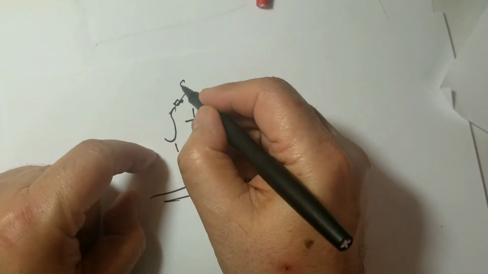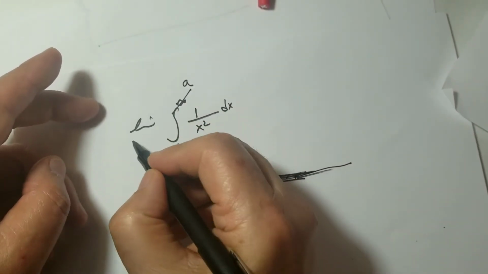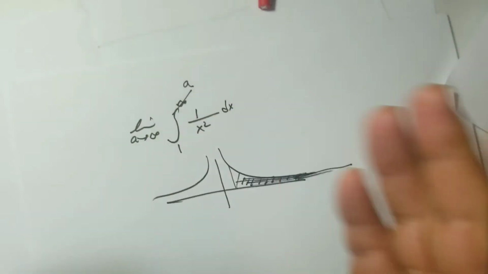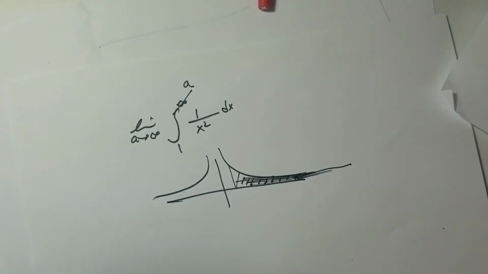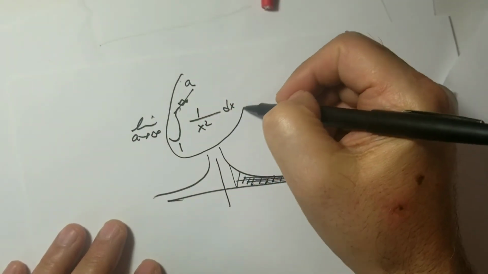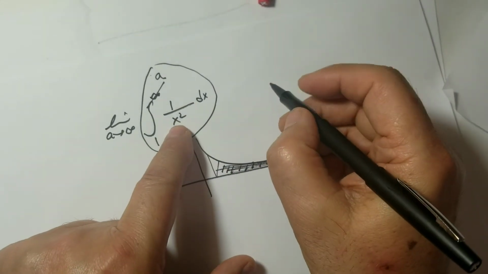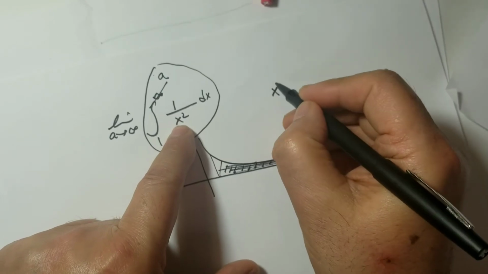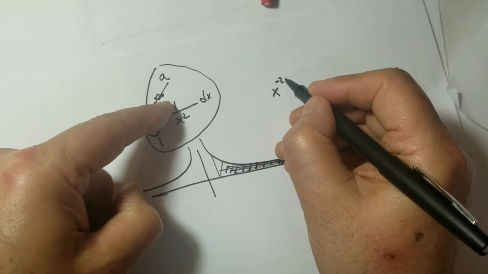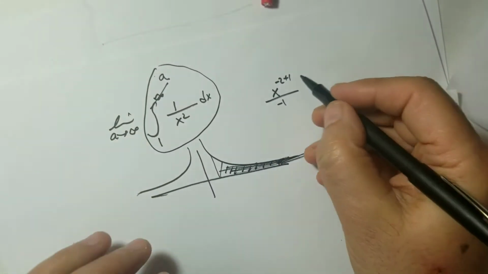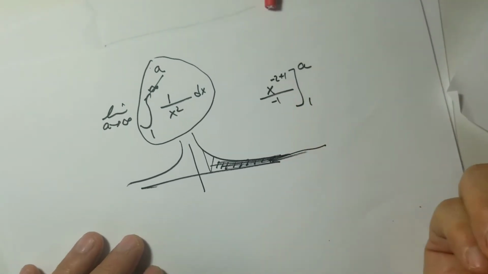I'm going to call my infinity a, and I'm going to take the limit as a approaches a large number, which I don't know what that large number is. Therefore, this is a definite integral. I'm going to take my definite integral, and the integral of that one is x to the power of negative 2 plus 1 over negative 1, and I put it from 1 to a.